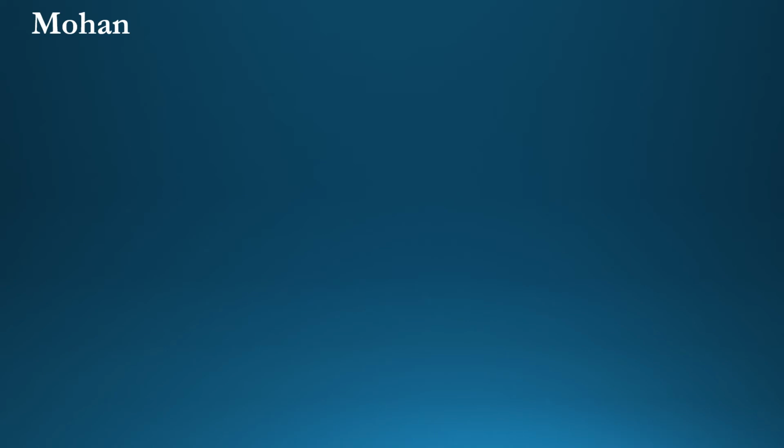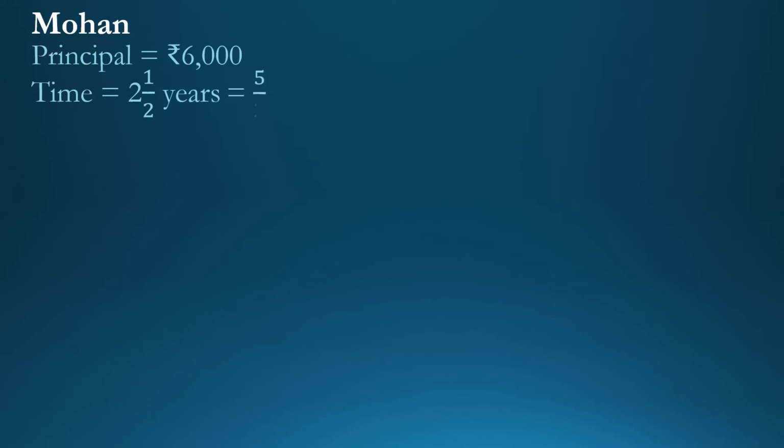We will find out the simple interest of Mohan. Principal is equal to rupees 6,000. Time is equal to 2.5 years. See, 2 1/2 is a mixed number. So let's convert them into improper fraction. 2 2s are 4 and 4 plus 1 is 5. So we get 5/2 years. And rate of interest is equal to 11%. If we remove the percentage sign, divide by 100. So we get 11/100.